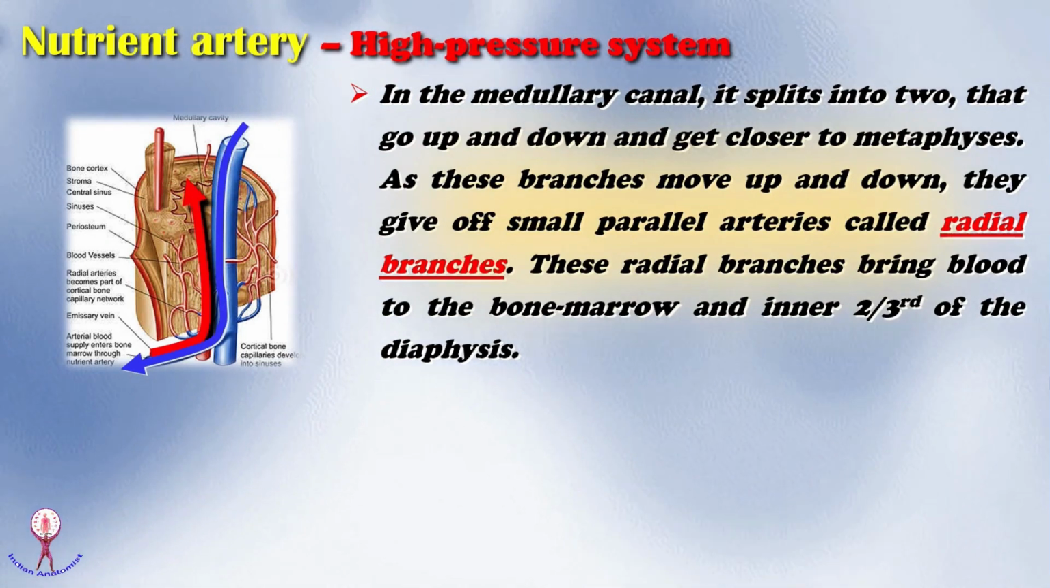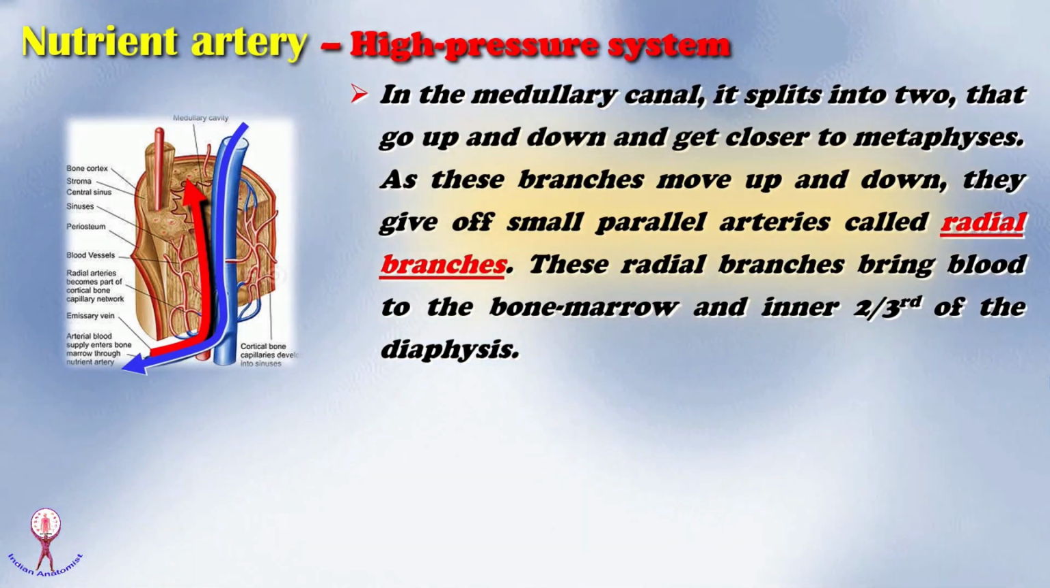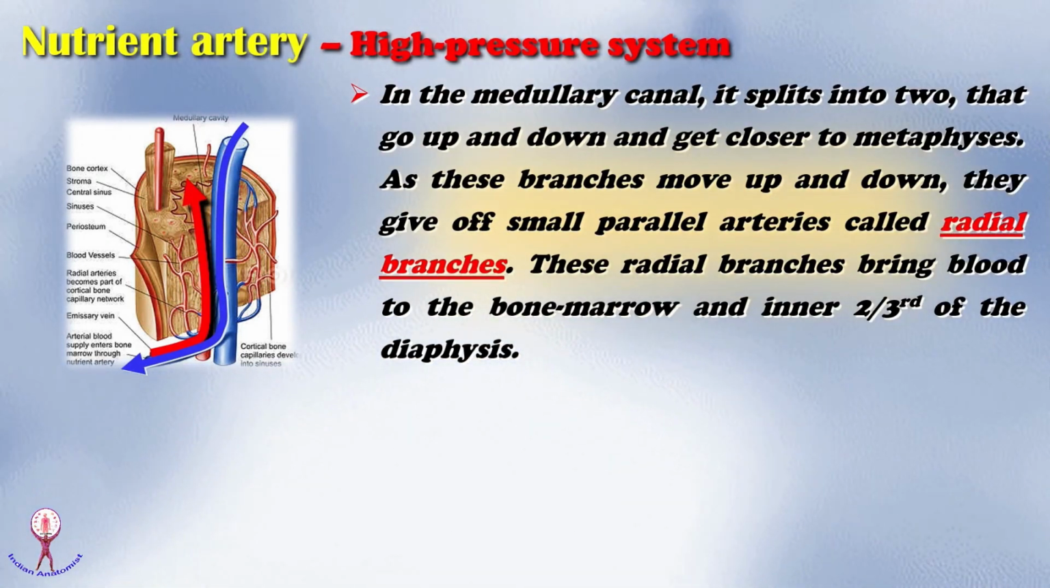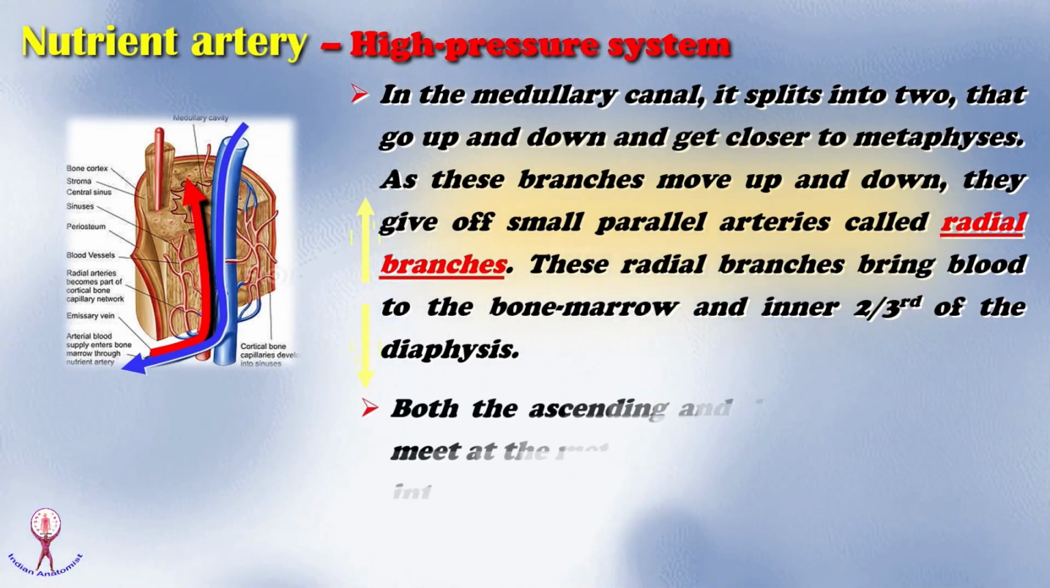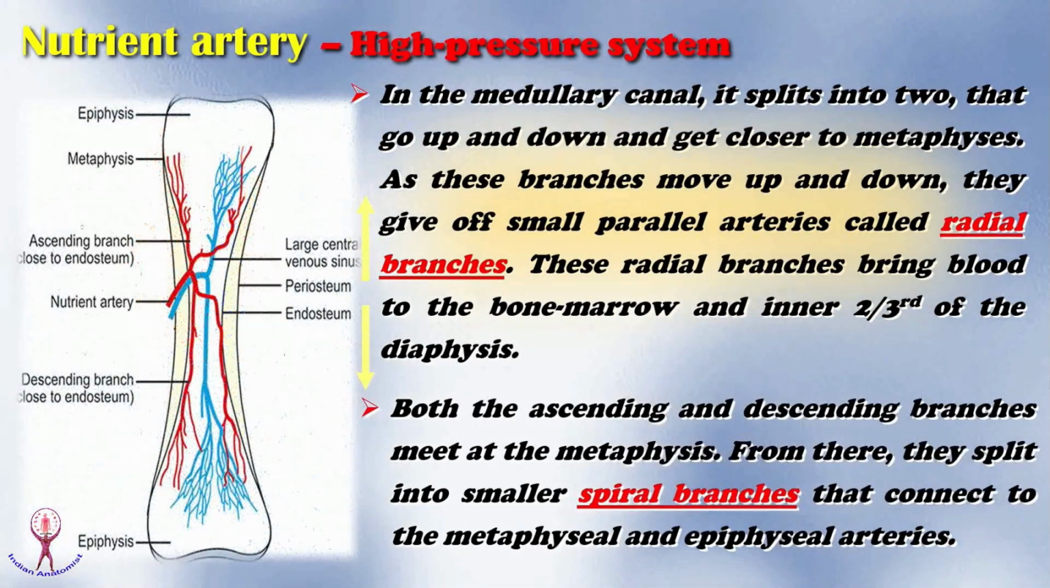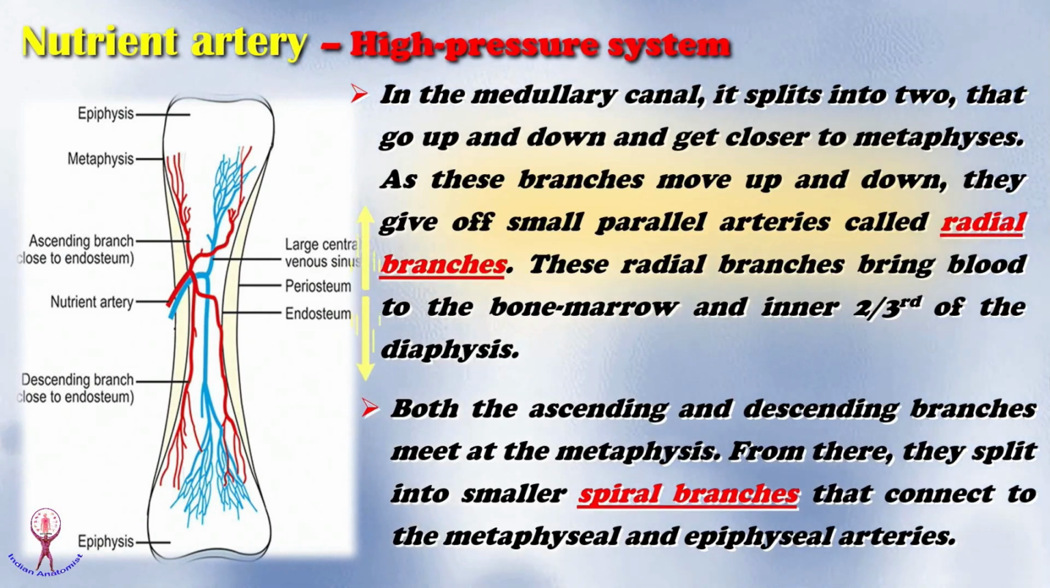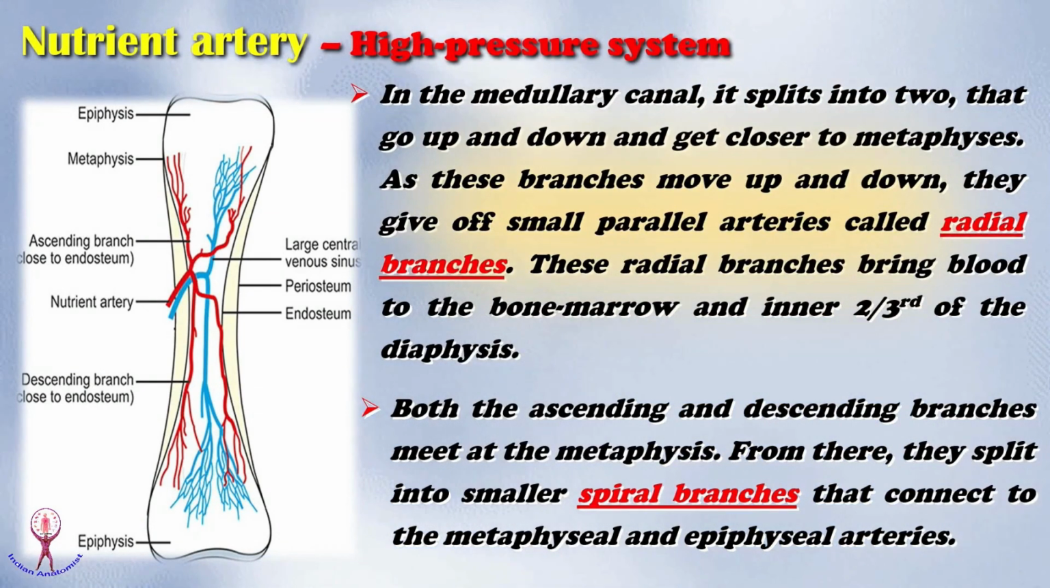These radial branches bring blood to the bone marrow and inner two-thirds of the diaphysis. Both the ascending and descending branches meet at the metaphysis. From there, they split into smaller spiral branches that connect to the metaphyseal and epiphyseal arteries.